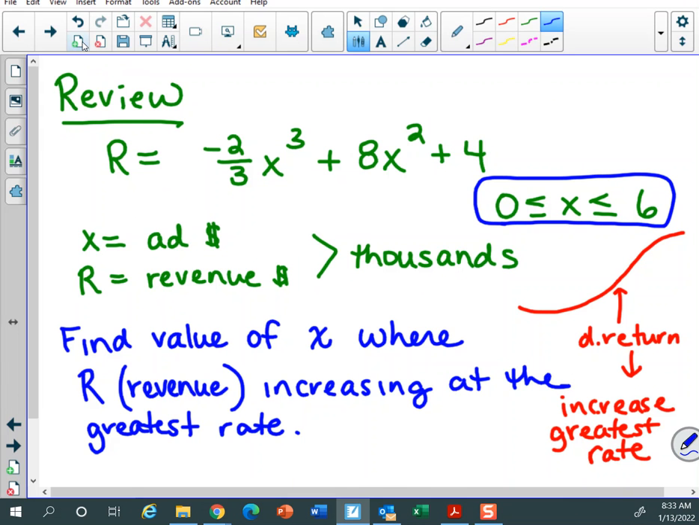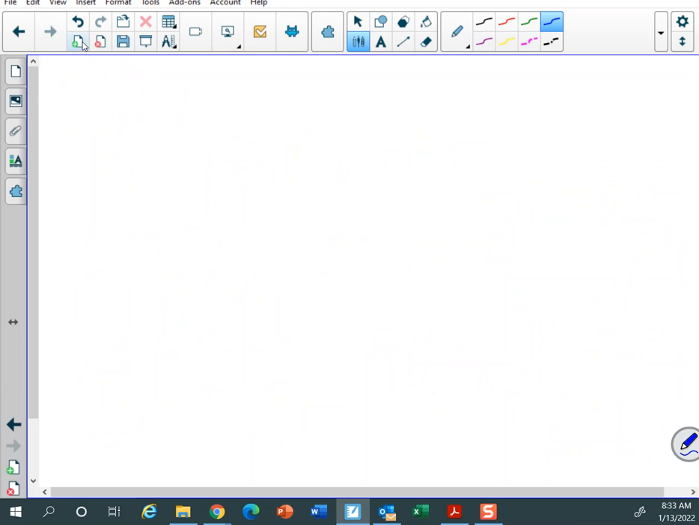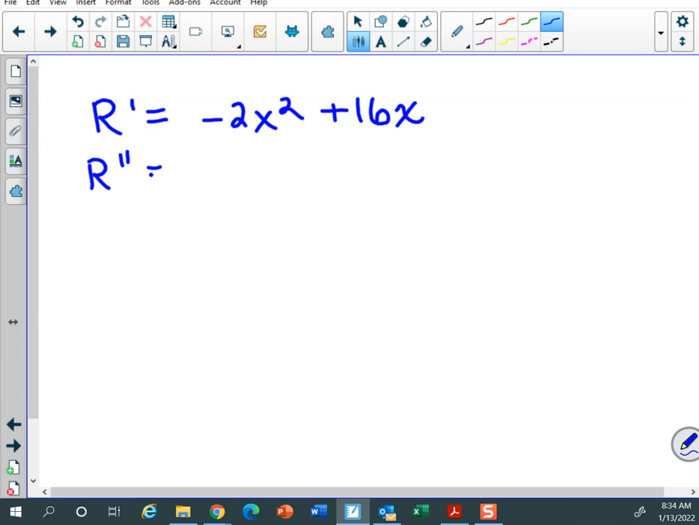Okay, so let's roll this guy. That's that. Okay. So my R prime, let me look at my R. My R prime was negative 2x squared plus 16x. Hopefully we're super experts at that. No fancy product rule or quotient rule or chain rule, just basic power rule on polynomial terms. There's my second derivative. Set my second derivative equal to 0.